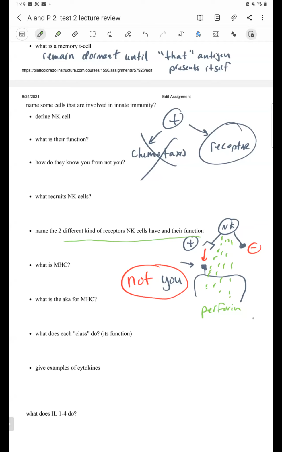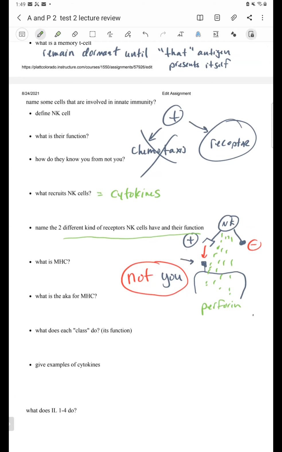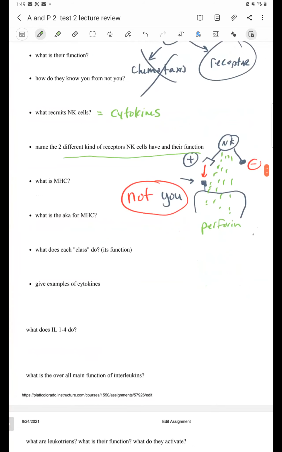Okay, what recruits natural killer cells? Cytokines can recruit them. And I think I had a video on this as well under the module page that shows 3D animations of how this stuff works.